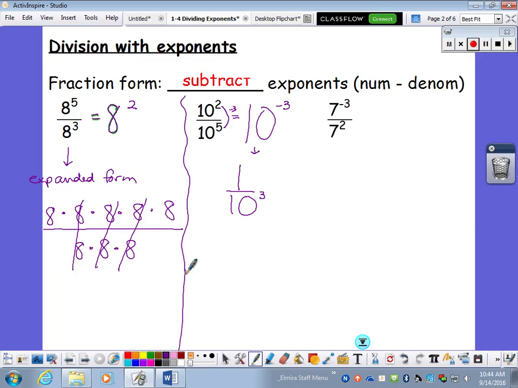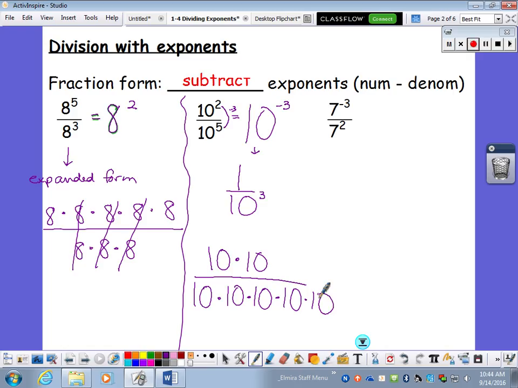Let me show you another reason of why that happens. So if I write expanded form, on top I would have 10 times 10. And on the bottom I would have 10 times 10 times 10 times 10 times 10. And just like we did with the 8s over here, if I see it on top and bottom, it cancels. Well, everything on top canceled. So I've got to replace that with a 1, because it can't be nothing. And on the bottom, I have 10 3s, 10 to the 3rd power.